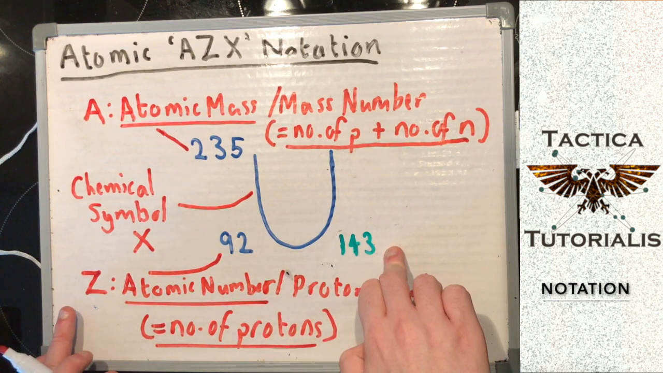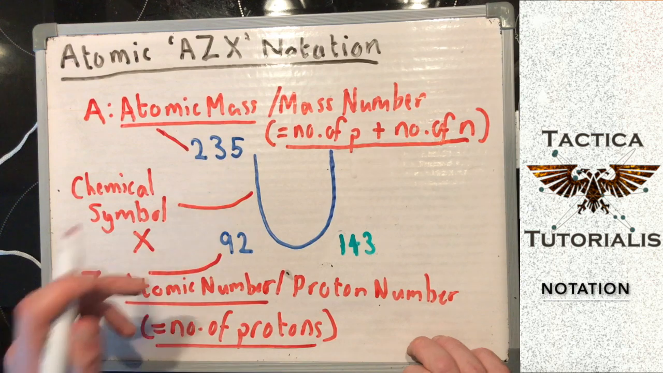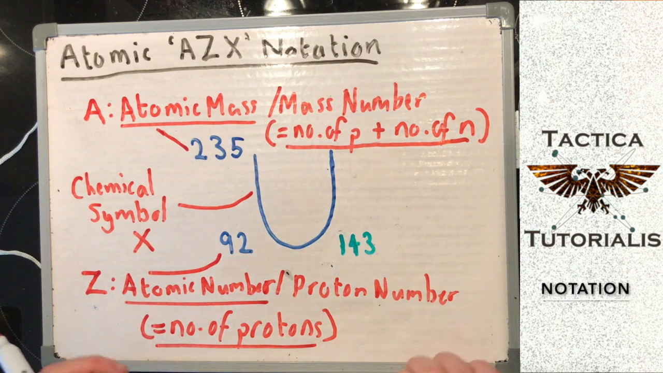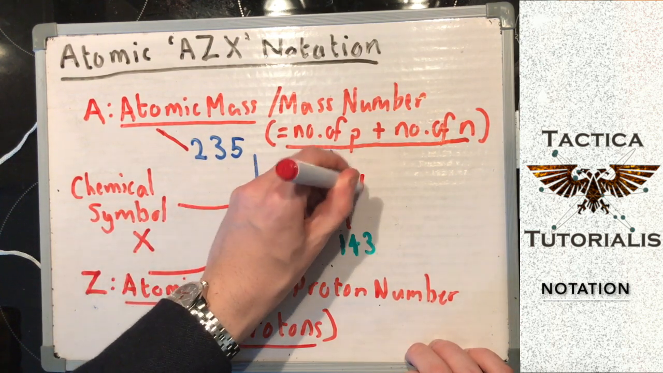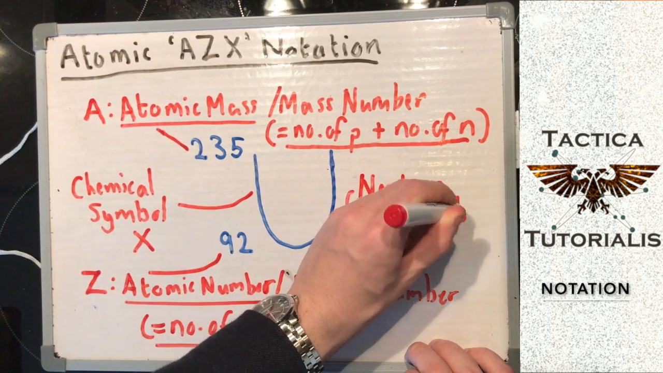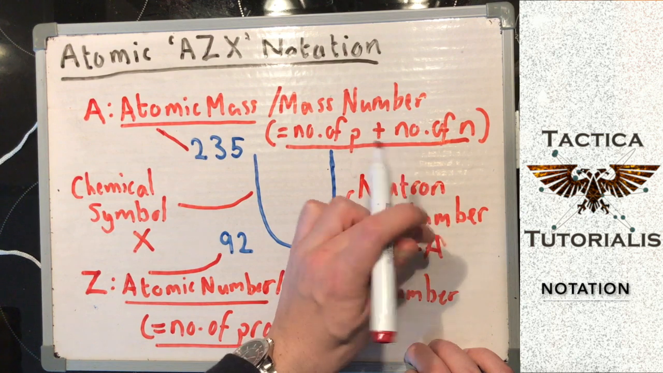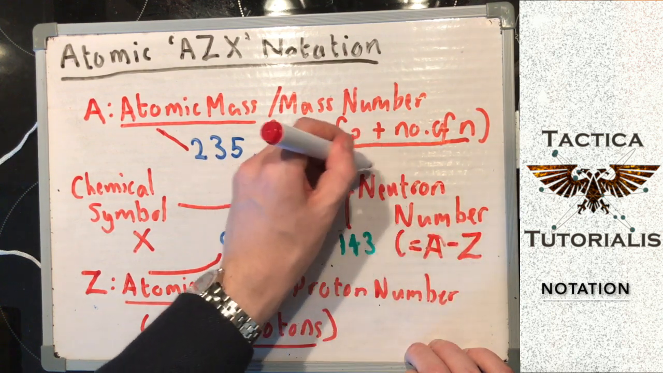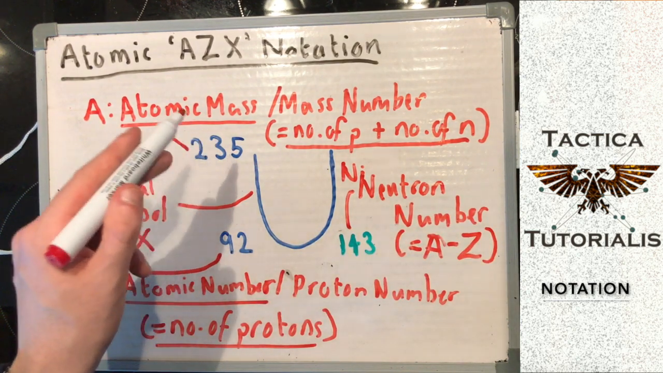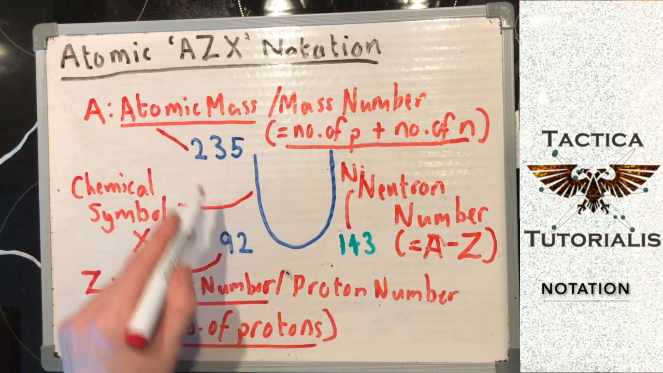The last number that we need to draw attention to here is this one in green, this 143, which I think is correct. So this number you don't often see written down, hence why it's in green, but it can be useful for you to have it written down. So this one here is the neutron number. And it is equal to A take away Z. And we sometimes call it N, capital N. So if you know the mass number and the atomic number, you can work out the neutron number by subtracting this one from that one.